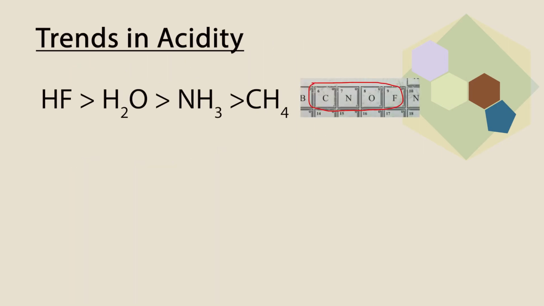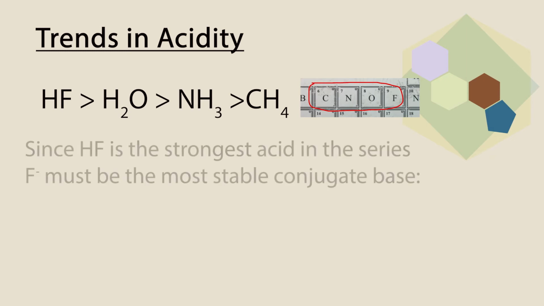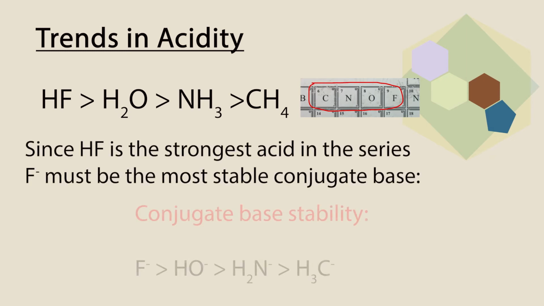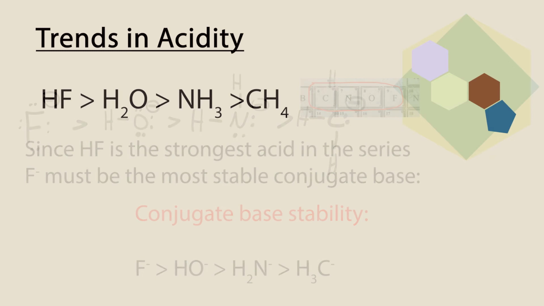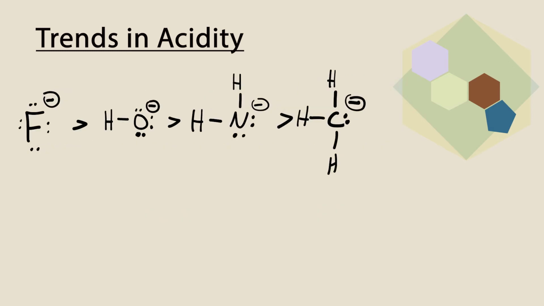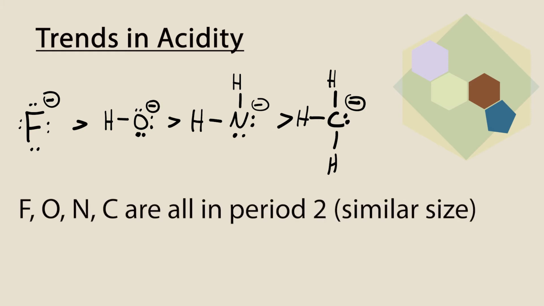The next trend we will look at is a series of acids where the conjugate bases are in the same period or row of the periodic table. HF is the strongest acid in the series, therefore F- is the most stable conjugate base. When we draw the conjugate bases, we notice that the negative charges all reside on elements in the same period. Therefore, their difference in size is negligible and doesn't explain the observed trend.